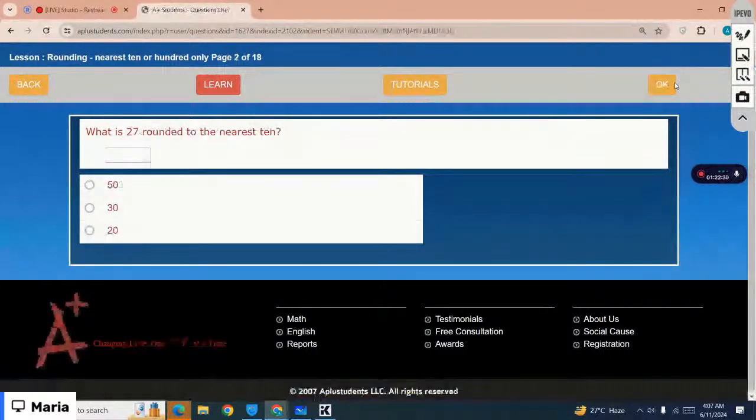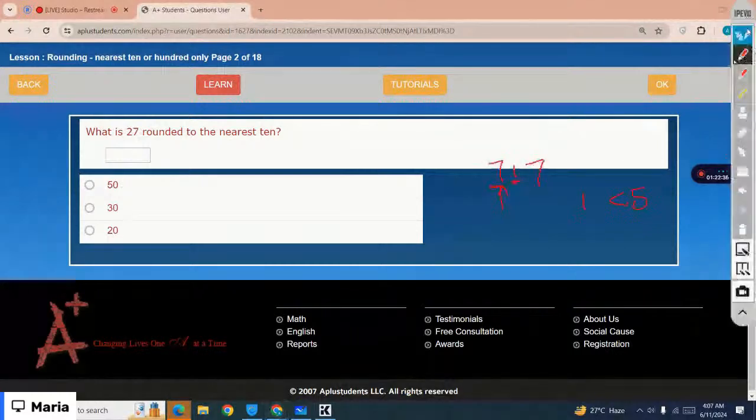What is 27 rounding to nearest 10? Now you have to round off to the tens, right? The tens digit is 2. Right next to 2 you have 7, and 7 is greater than 5. So that means you need to round up, and you round up to 30. Yes, it is 30. The correct option is 30 it is.